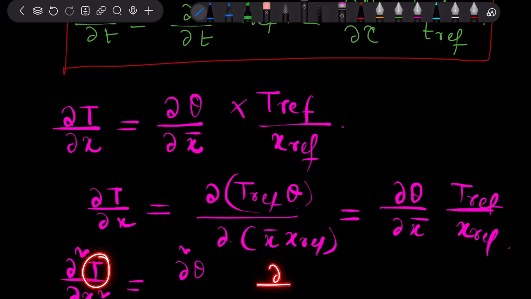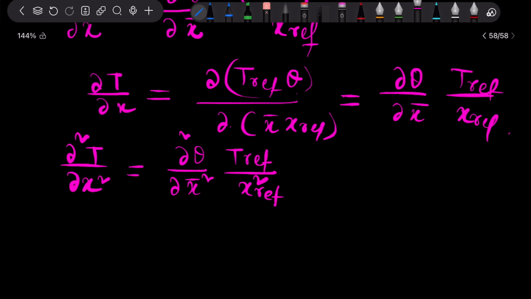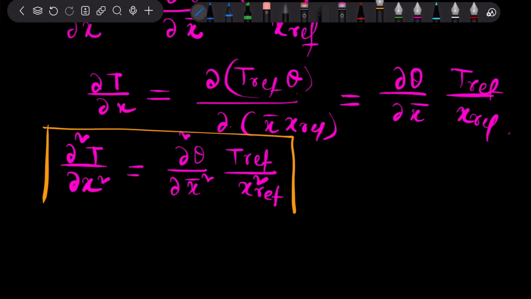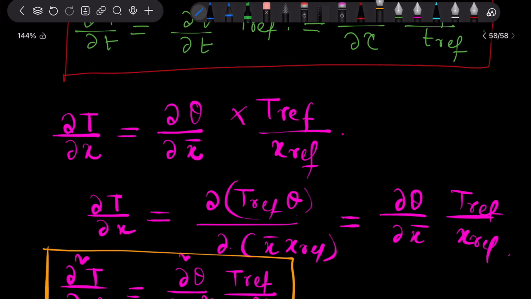This is what? This is del del x of del t del x. That means you have two x coordinates here. So to go from 1t to theta, you have to multiply by t ref, but you have here 2x. So for each x bar you have to multiply one x reference, and that will be one x reference whole square. So that is the transformation for del 2t del x2. Clear? Now I have these two.